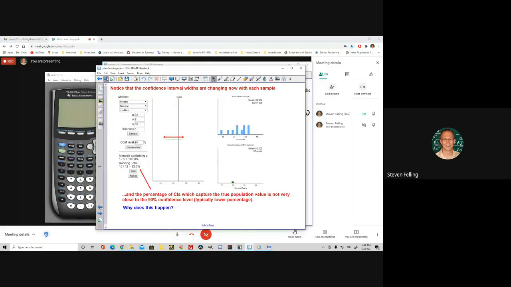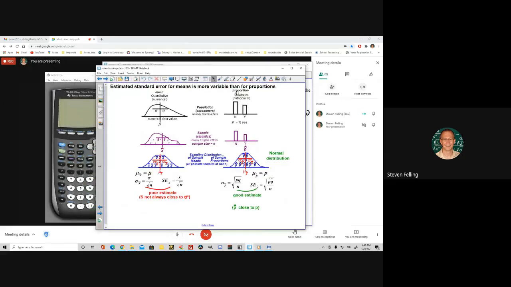The reason this is happening is because when we did proportions over here, we always have to calculate this standard deviation. We would like to calculate it using the actual p from the population, which we don't know. So instead, we go ahead and use p hat. But p hat is a pretty good estimate of p because the p hats always coalesce around p. That's the reason why this is a normal distribution and a pretty good estimate. So that's why our confidence intervals work out so well.